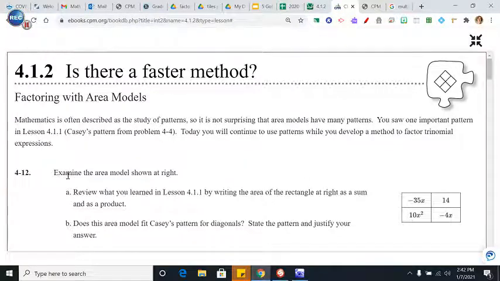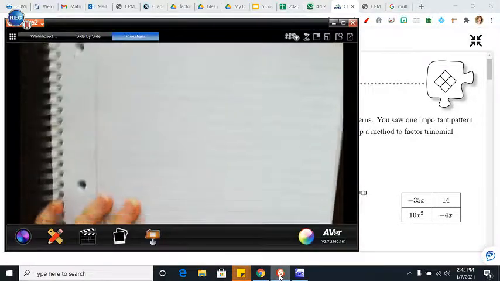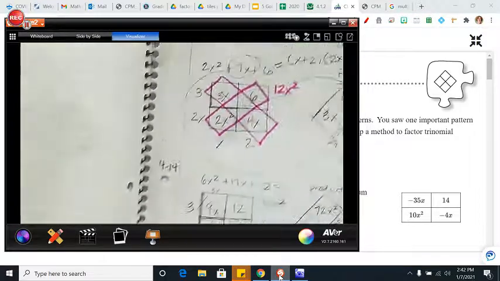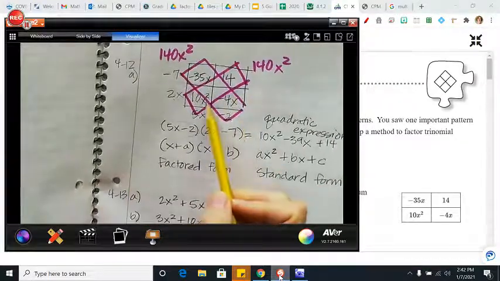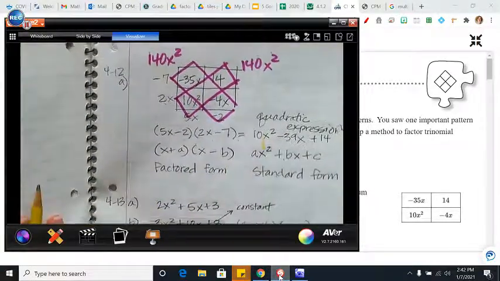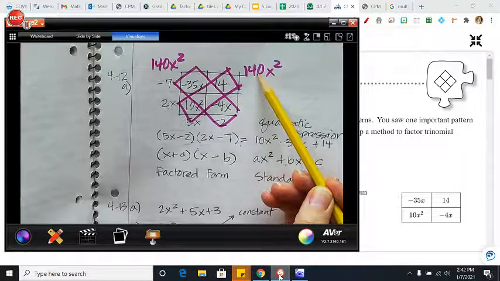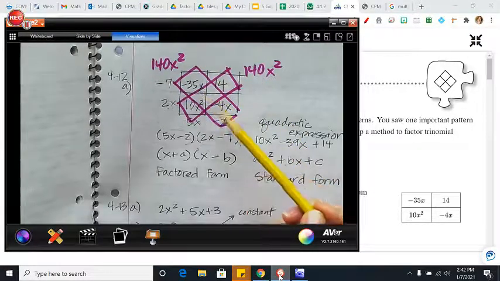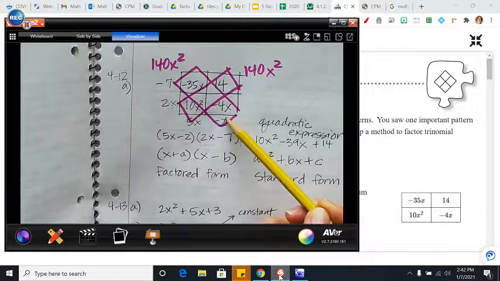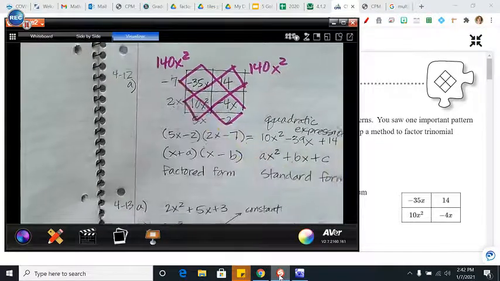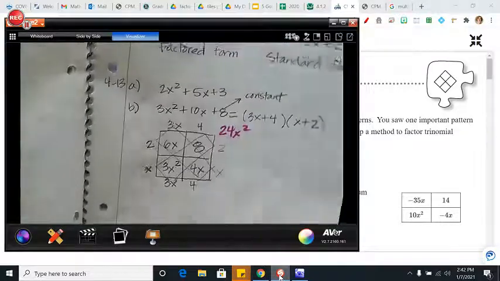Okay, so we're looking for a faster way than building everything with tiles. That's our goal. We noticed a pattern last class: the product of the diagonals is always equal. For example, on this one, 10x squared times 14 is 140x squared. Negative 35x times negative 4x is also 140x squared. So we asked, does that work every time?